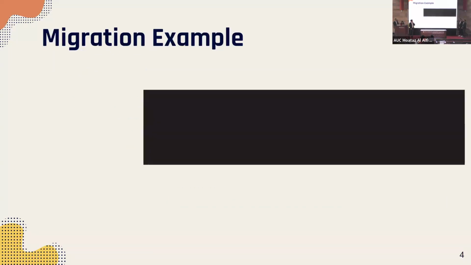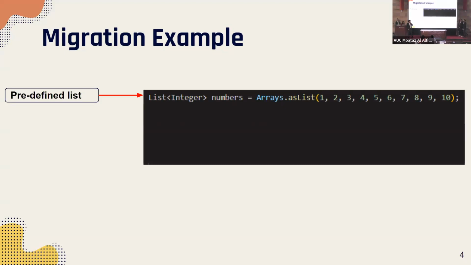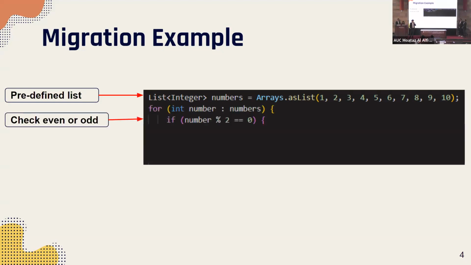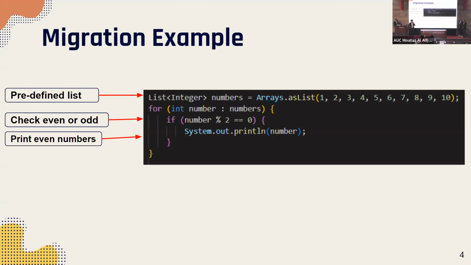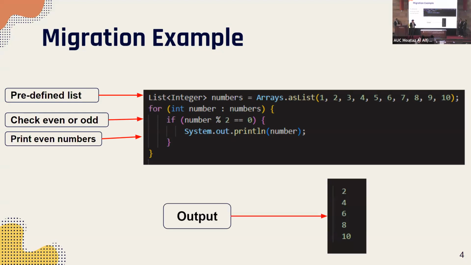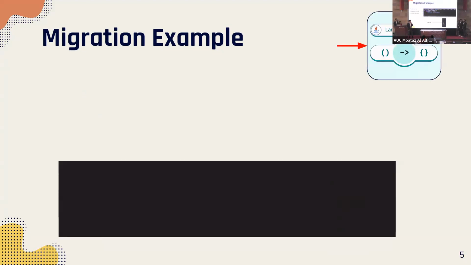Let's walk you through a simple migration example to get a better sense of what a migration is. In this example, we have a predefined list of numbers from 1 to 10, and we iterate over each number in this list and check whether it's even or odd. If it's even, we print it out to the user. Pretty simple: 2, 4, 6, 8, and 10. That is one way to write this logic.